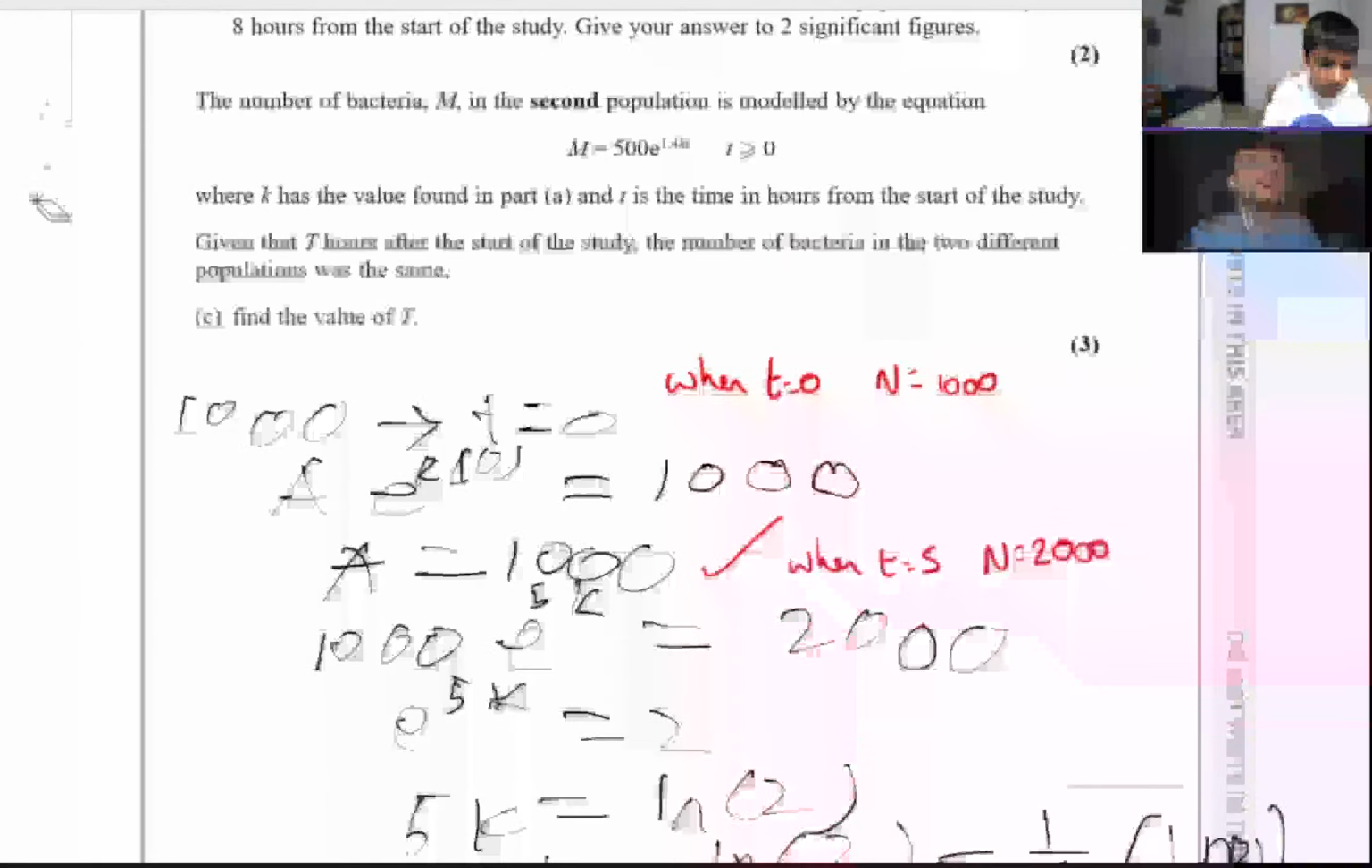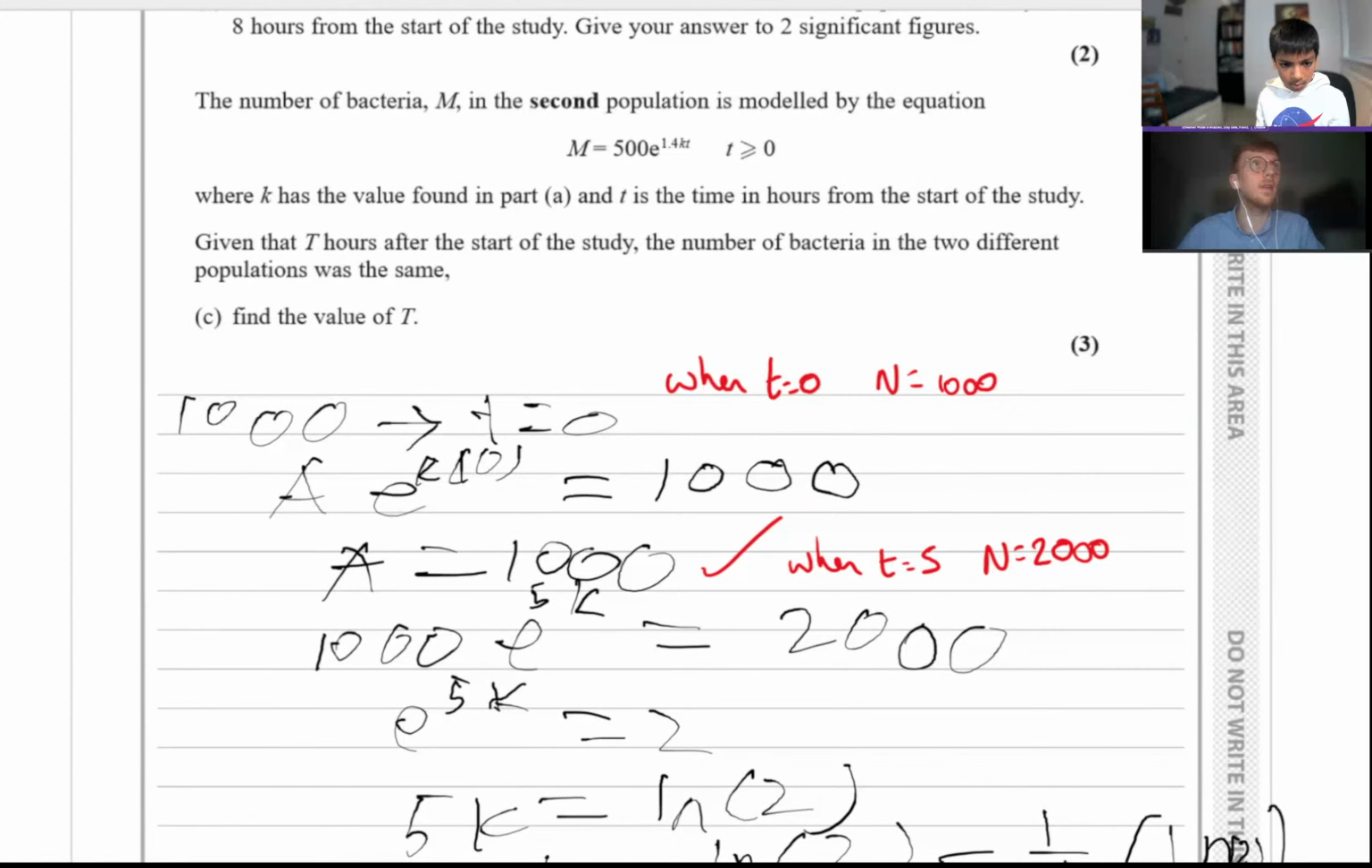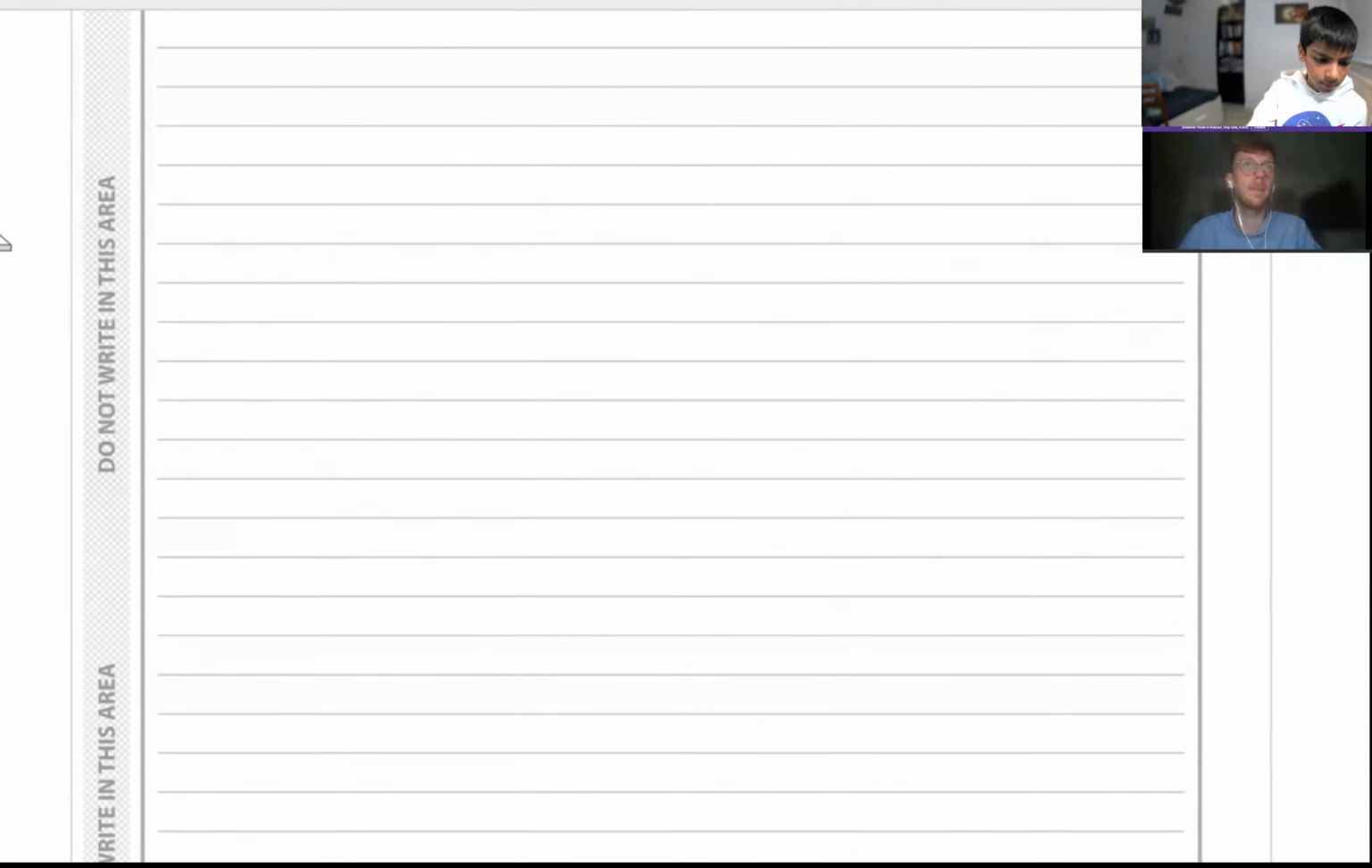Then part C. Okay, part C, yeah. So it says that the number of bacteria M in a second population is modelled by the equation M equals 500 e to the 1.4 kt, where k has the value found in part A and t is the time in hours from the start of the study. So it's the same k. Given that T hours after the study, the number of bacteria in the 2 different populations was the same. Find the value of t. So find the time in which the 2 populations are the same.